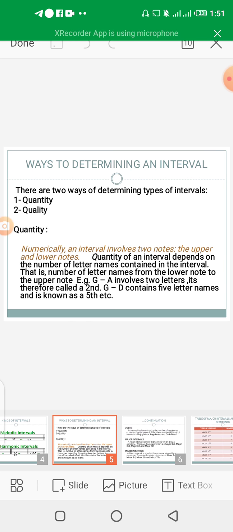The two ways of determining an interval, we said, were the quantity and the quality. The quantity has to do with how we can calculate the distance moved. When you move from G to A, it's a second. When you move from G to D, it's a fifth.